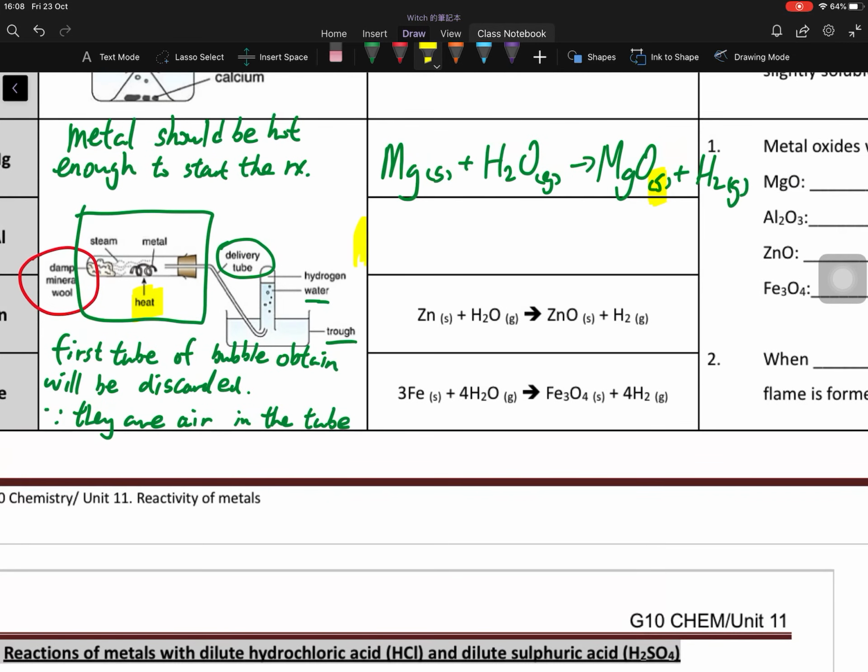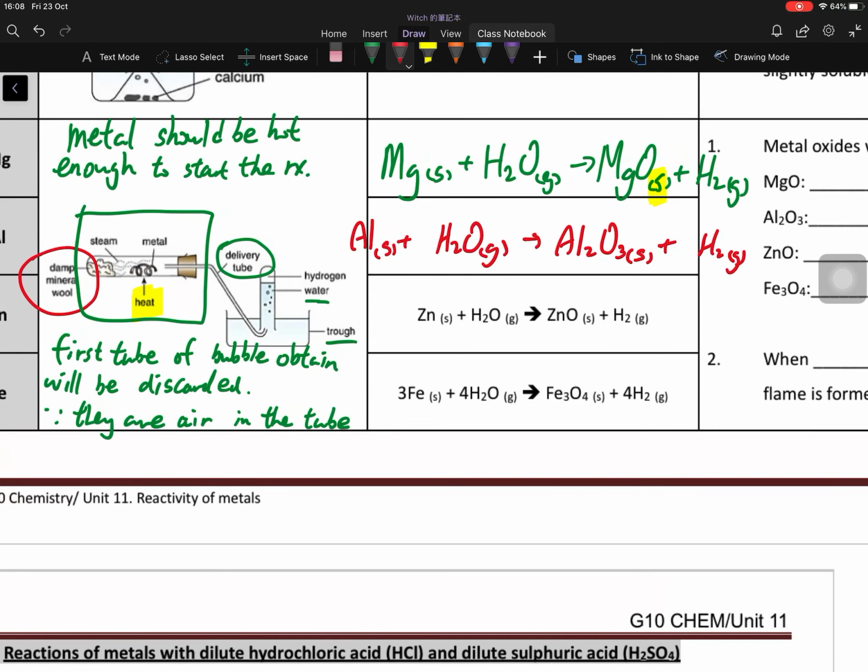Well, how about aluminium? Aluminium solid reacts with H2O gas to form aluminium oxide, Al2O3. Again, this is solid, and H2 gas, right?